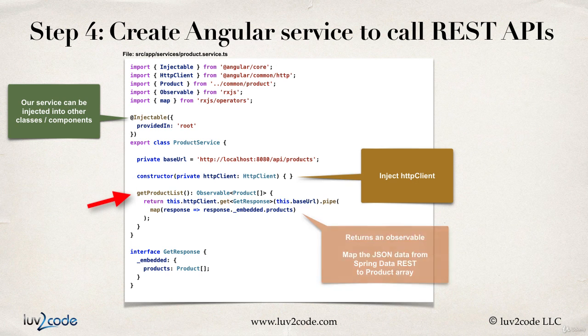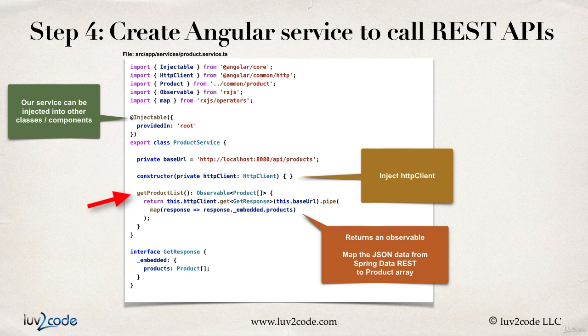And so then we have getProductList. This method will return an Observable of Product array. And so inside of the coding here, we have return this.httpClient.get<GetResponse>(this.baseUrl). We're going to make use of a pipe, and we're going to map our data to a response, and we say response._embedded.products. So that's the JSON that's coming back from that Spring Data REST API.